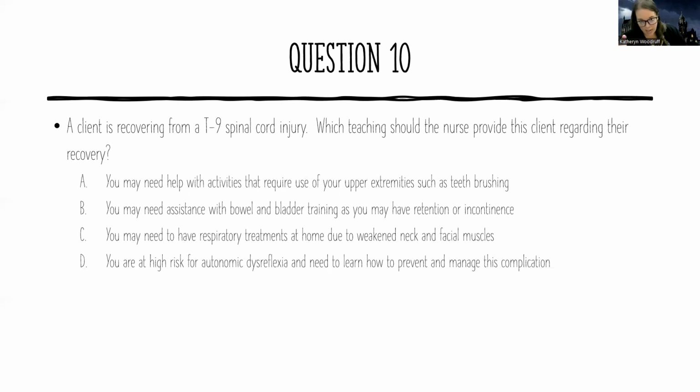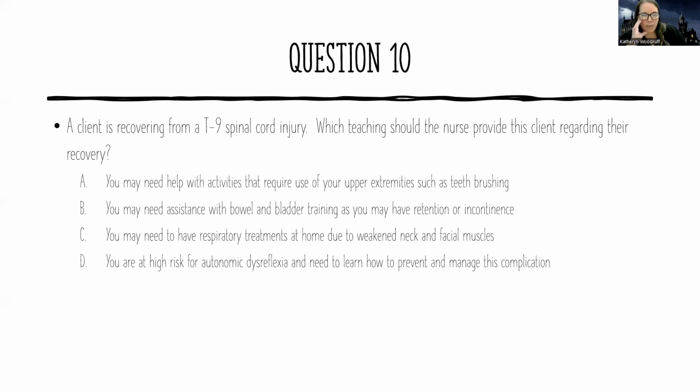So for T9, let's look at what some of our options are here and which one's most appropriate. A says you may need help with activities that require use of your upper extremities, such as teeth brushing. Well, that one doesn't seem appropriate, because with T9 they probably are paraplegic and they should have use of their arms. They could be independent in a wheelchair. So I would think no for A. I don't think I'm going to provide that.